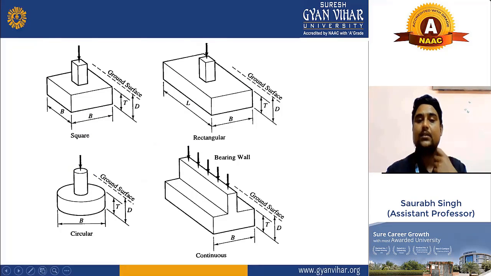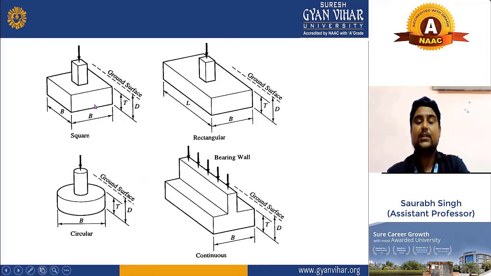Now you will understand what the shallow foundation is, what the deep foundation is, and what the types of shallow foundation are. The first foundation you can see here is in square shape. This is called a square foundation or square footing. Generally we call it footing; you can also call it footing.